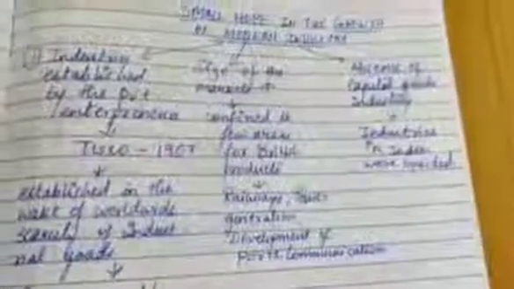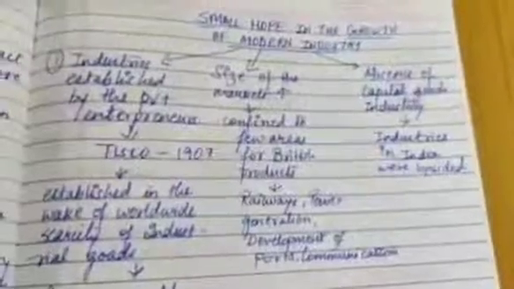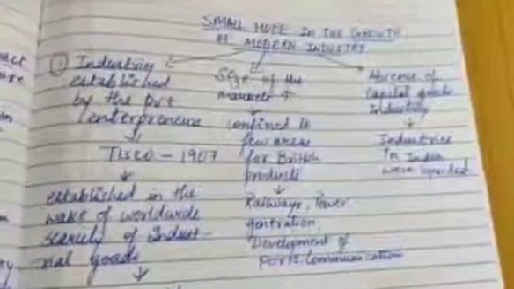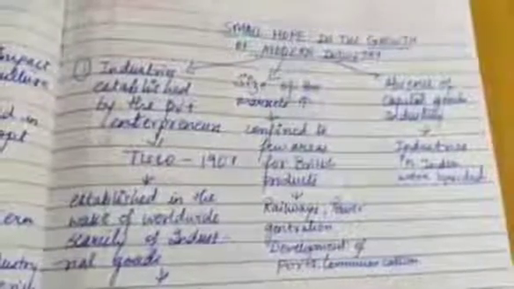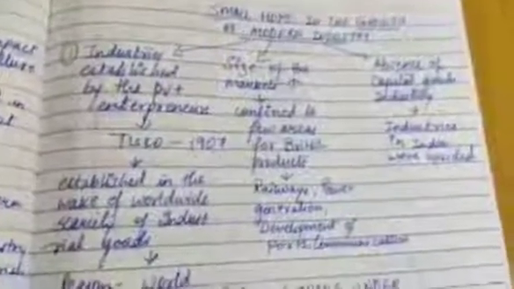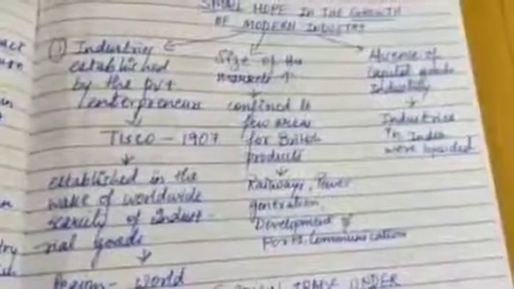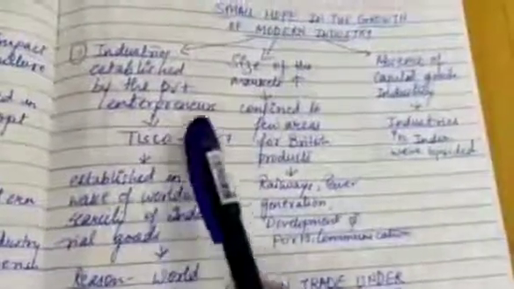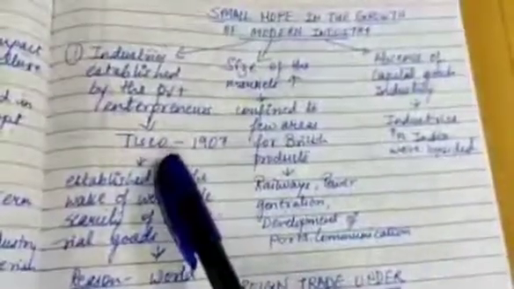Now we will be studying the small hope in the growth of modern industry. Basically, under the British Raj, modern industry saw only small growth. It was only in the second half of the 19th century that modern industry showed its emergence. There were three observations under consideration. The first observation was industries established by private entrepreneurs, like TISCO was one of them.